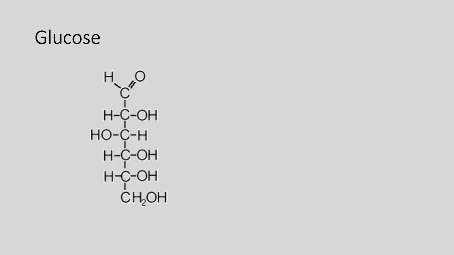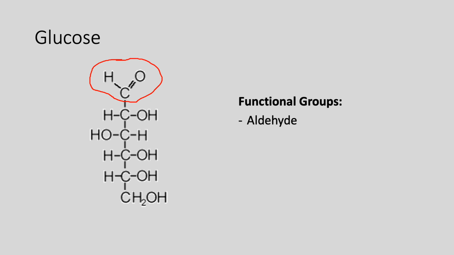When looking at the structure of glucose, we can see that it contains two different functional groups. The first one is an aldehyde, and the second one is alcohols. Now it contains many different alcohols. We have one here, a second here, a third, a fourth, and a fifth. So glucose contains 5 separate alcohols.